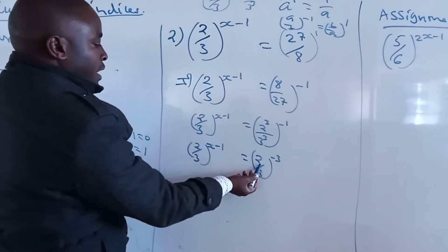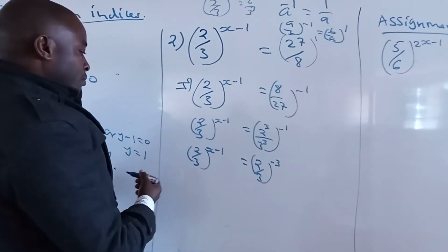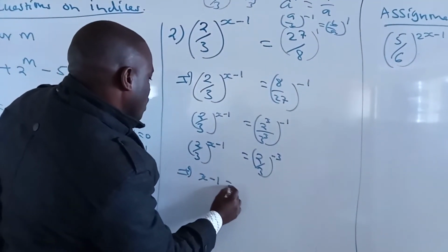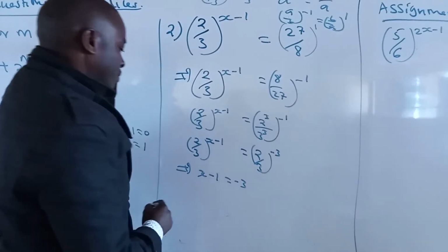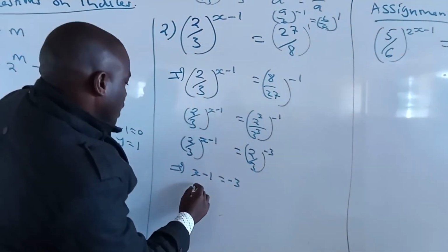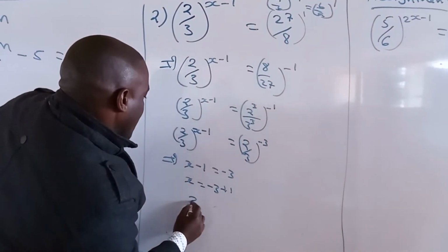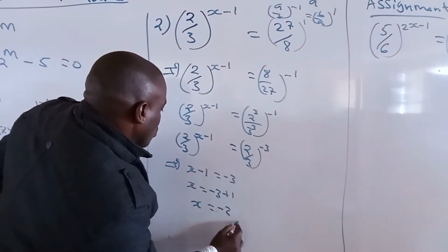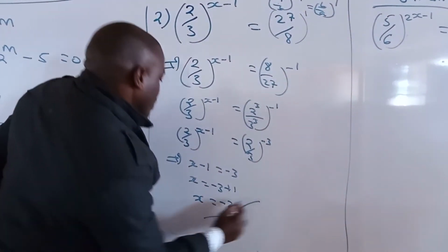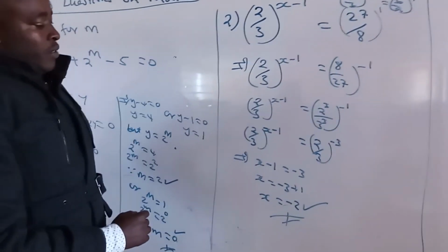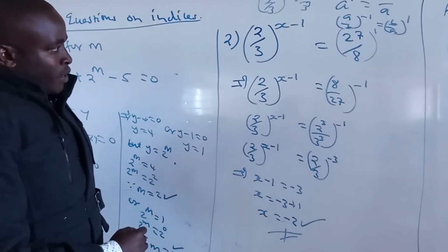The bases now are the same, and therefore the powers are the same. It implies that x minus 1 equals to negative 3. So x equals to negative 3 plus 1. X equals to negative 2. So that is what you are supposed to do to get the value of x.